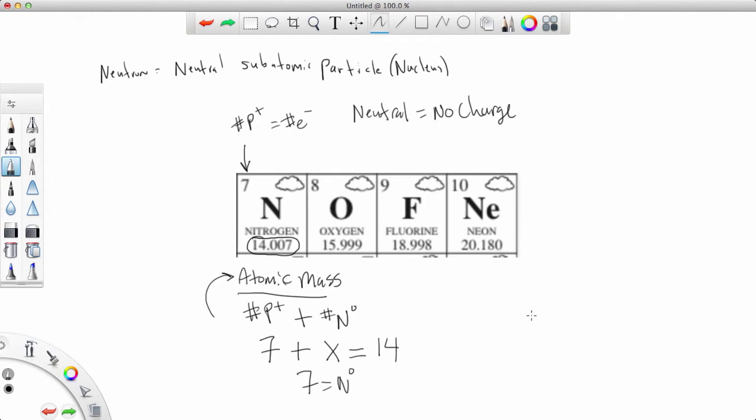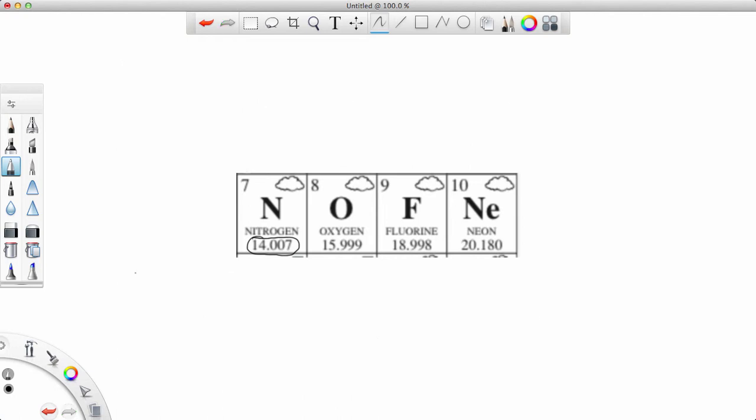So now that we have done the number of neutrons for nitrogen together, let's go ahead and do oxygen as well. So here we go with oxygen. Number of protons right here, 8. There are 8 protons. Protons plus neutrons equals atomic mass. Plus, we don't know the neutrons, so X equals atomic mass, which is 15.99. We're going to round to the nearest whole number, which is 16. 8 plus X equals 16. Number of neutrons equals 8.